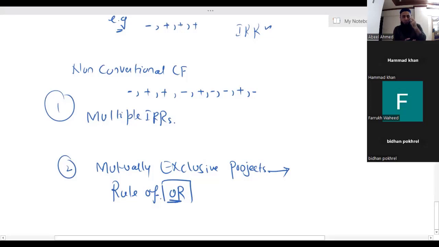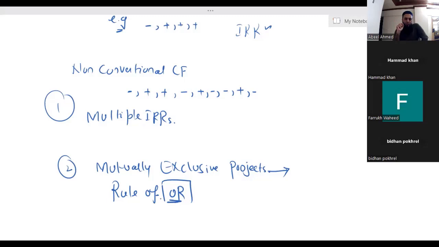Repeat: when you have 2 or 3 mutually exclusive projects, you can only opt one out of them. If we can opt only one, then I'm going to opt the project which has the highest NPV, not the highest IRR. Because there is no concept that the project which has the highest NPV will have the highest IRR. There is no such concept at all.